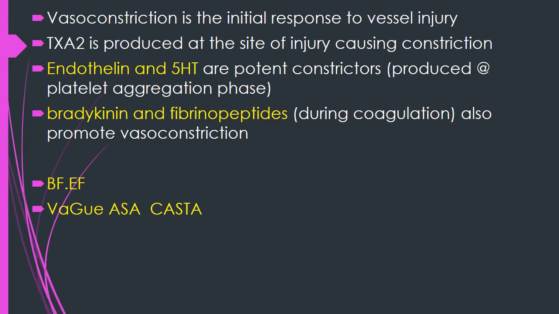The initial response of vasoconstriction occurs because of the production of thromboxane at the site of injury. But this vasoconstriction is sustained during the platelet aggregation phase by endothelin and 5-HT, and also sustained during the coagulation phase by bradykinin and fibrinopeptides.